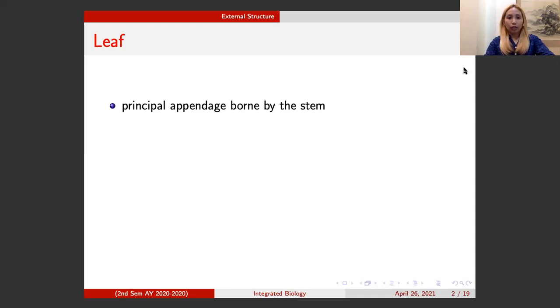So we have here the definition, as you can see in your notes. It is the principal appendage borne by the stem. Okay, so the leaf is a flat and expanded organ, most of the time. If it is not modified, this is how leaves look like. They are flat and they are expanded.